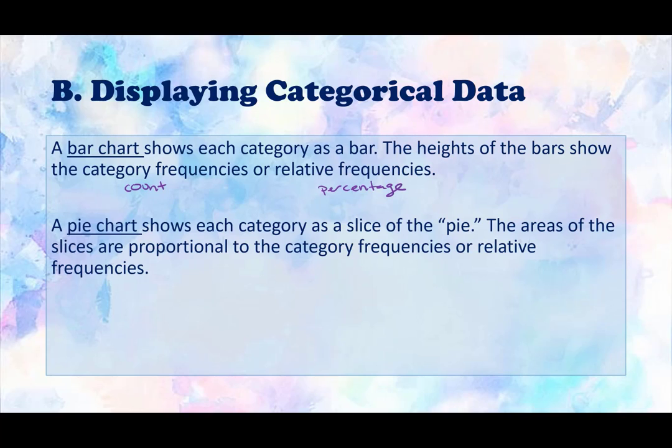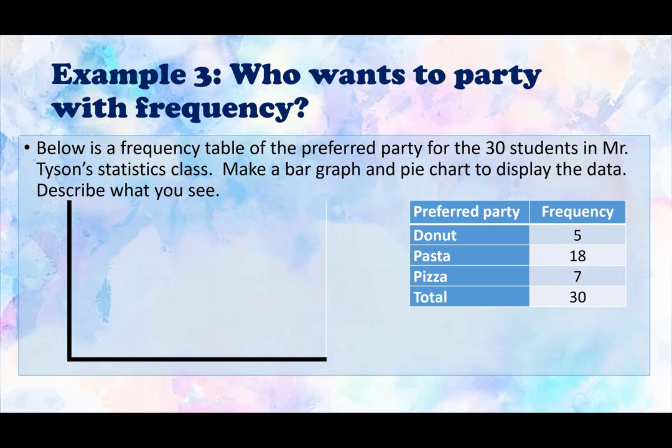Okay, a pie chart shows each category as a slice of the pie, and the areas of the slices are proportional to the category frequencies or relative frequencies. Okay, so example number 3, who wants to party with frequency? So below is the frequency table of the preferred party for the 30 students in Mr.